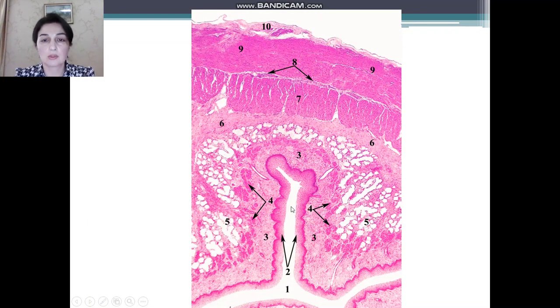Let's look at a higher magnification of the esophagus. Here we are looking at the stratified squamous non-keratinized epithelium, the lamina propria, then the muscularis mucosa, and here number 5 indicates the submucosa, which is rich in esophageal glands. They are present throughout the entire length of the esophagus. Then the muscularis externa, with inner circular and outer longitudinal layers. Then over the esophagus we will see the adventitia.